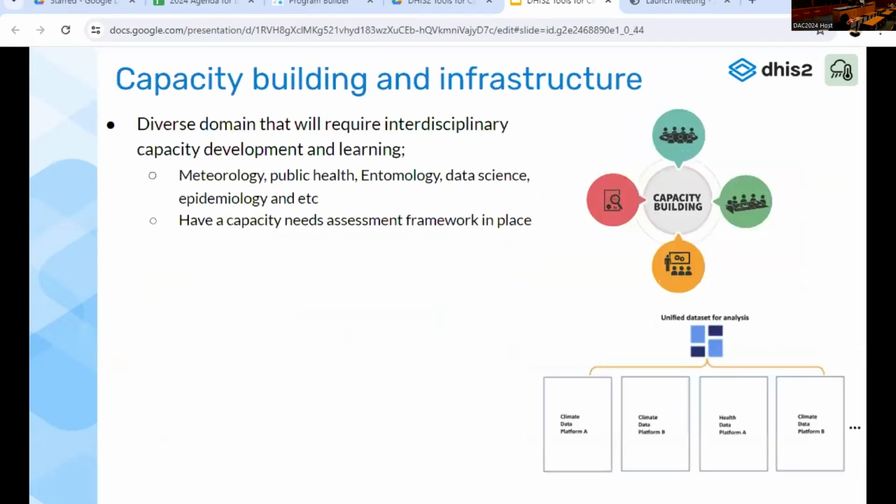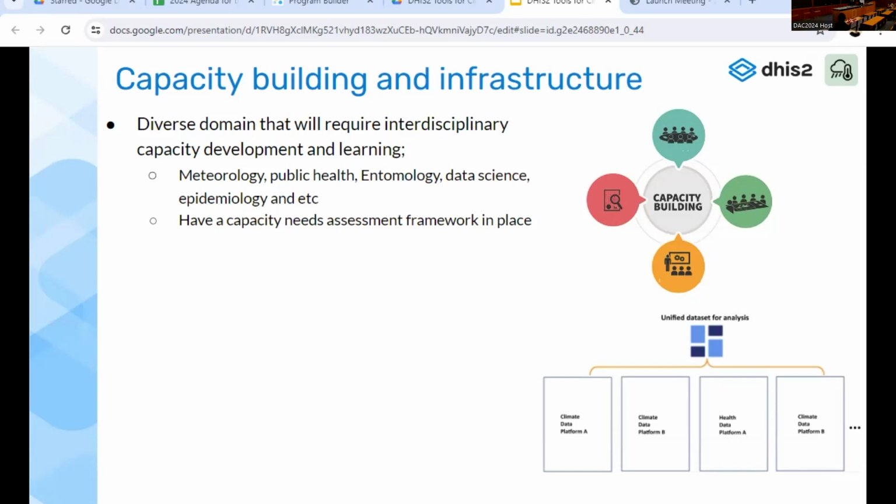And with this type of work, we are working with different stakeholders and across sectors. As I said earlier, you need capacity across various areas, for example, meteorology and public health. You may need expertise in entomology based on the use case that you're following, or data science, epidemiology, etc. So it's important across these teams to make sure that everyone has a basic understanding of the terminology, the data that's available, the types of analysis that can be made, and also the potential stories that can be built out of this, and the potential impact.